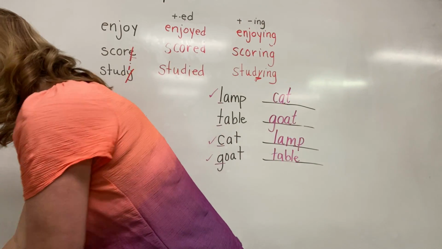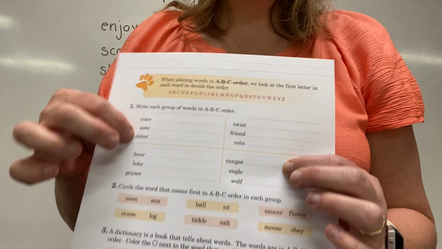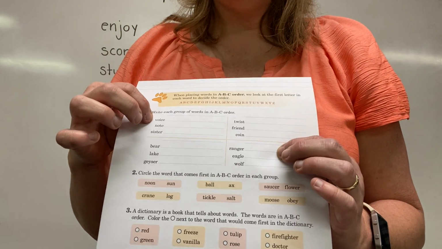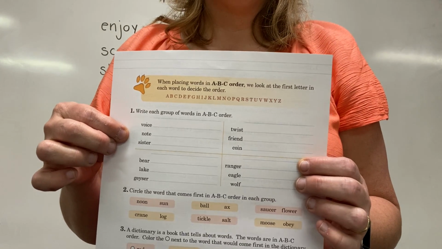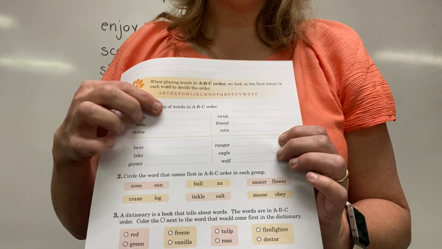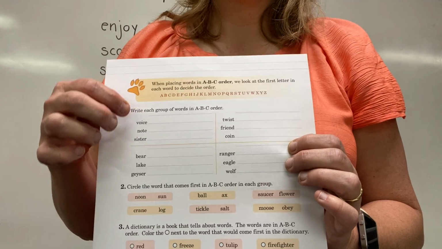We've done this before, but I'm just reminding you to do that. So in the first section, you will be doing just what we did on the board. For the 4 parts in section 1, the first one is voice, note, and sister. Which one goes first? If we look at the first letter, V, N, and S, which one comes first in the alphabet? I hope you said N. So you would write note in the first row.